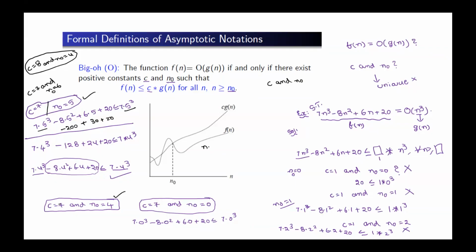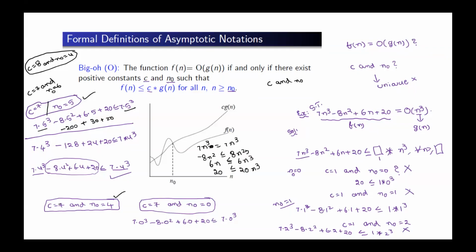So the simple way is: 7 n cubed, we know that it is the same as 7 n cubed. Minus 8 n square is less than or equal to 8 n cube. 6n is less than or equal to 6 n cube. 20 is less than or equal to 20 n cube.